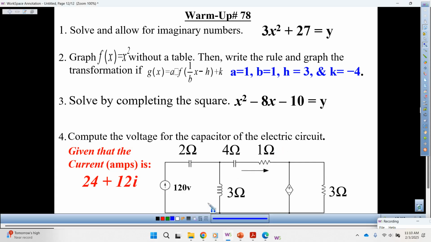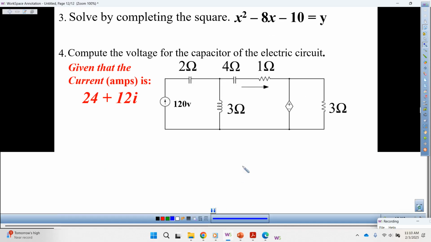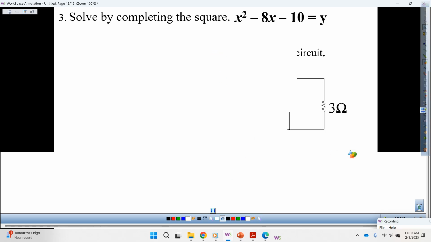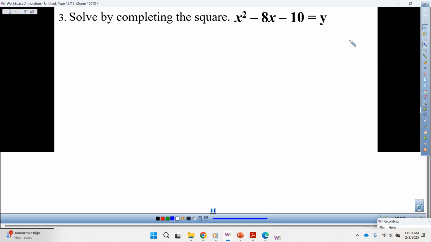Number 3 says solve by completing the square. Once again, I'm giving you plenty of practice with completing the square. What is the first step, Enrique, before you leave? First step: set it equal to 0, x squared minus 8x minus 10 equal to 0.